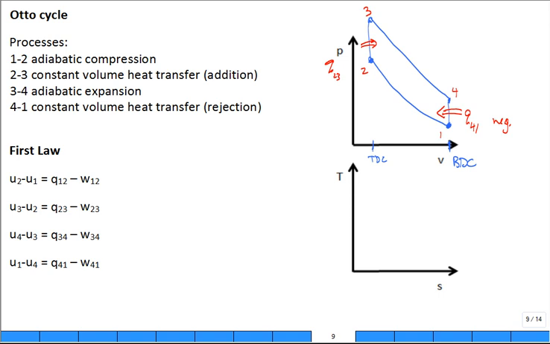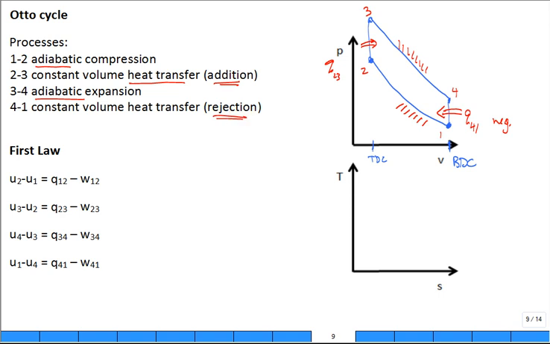Now, the first process is adiabatic compression. Sometimes they'll put a little dash line like that, meaning adiabatic, meaning there's no heat transfer. True? And then you have constant volume heat addition. And then adiabatic expansion, power. And then constant volume heat transfer, and here it's rejected. The heat is rejected.